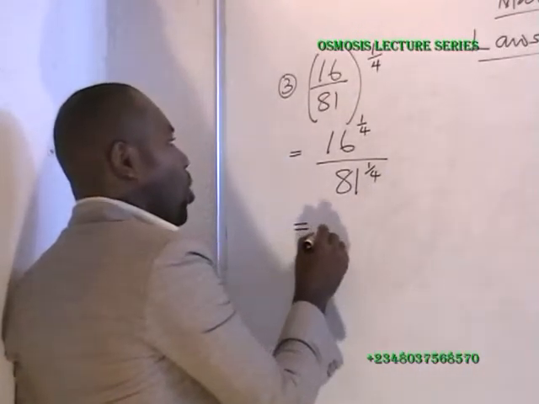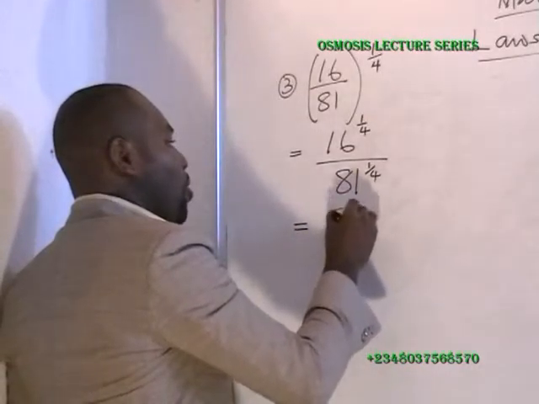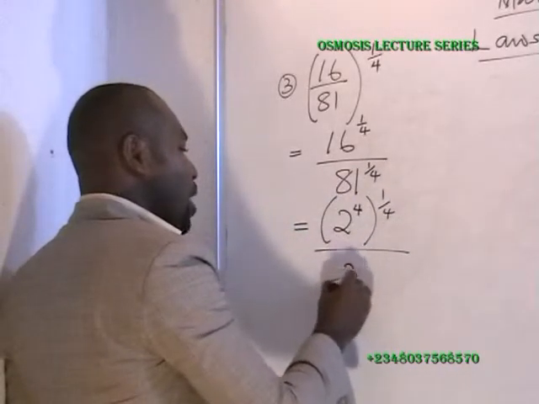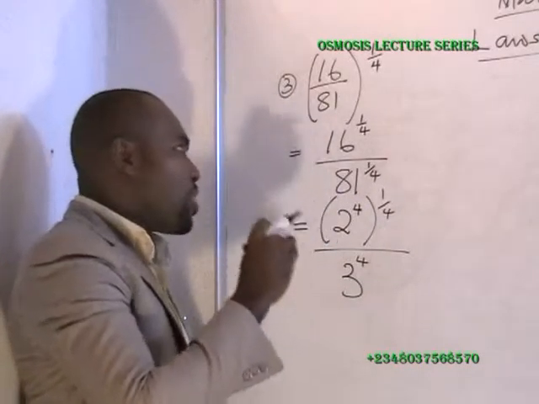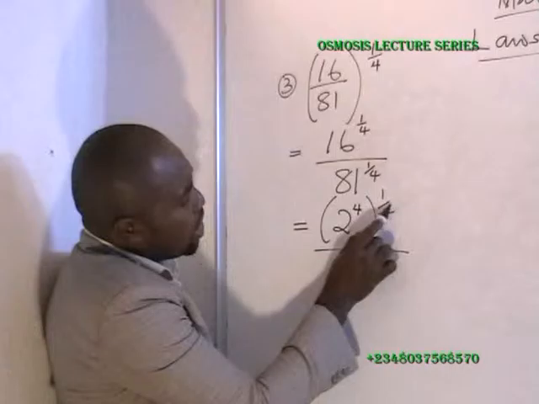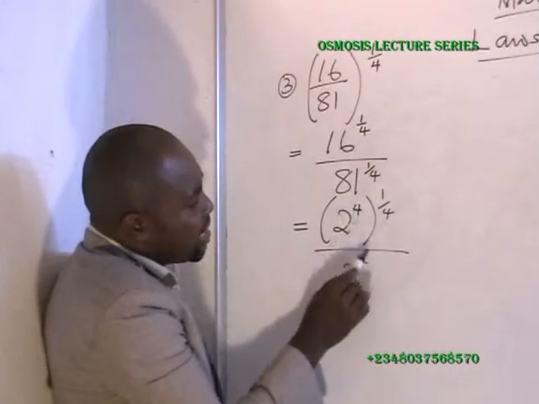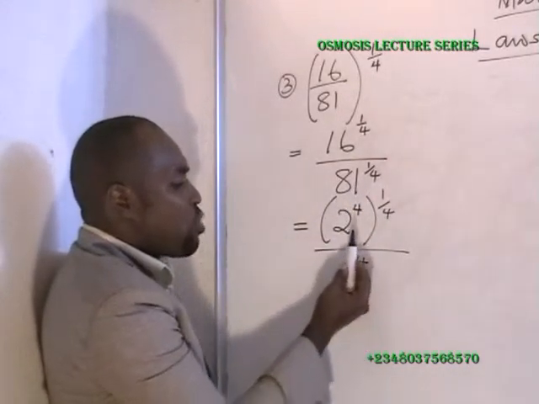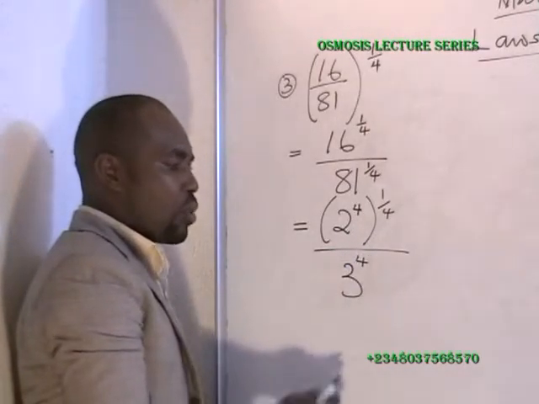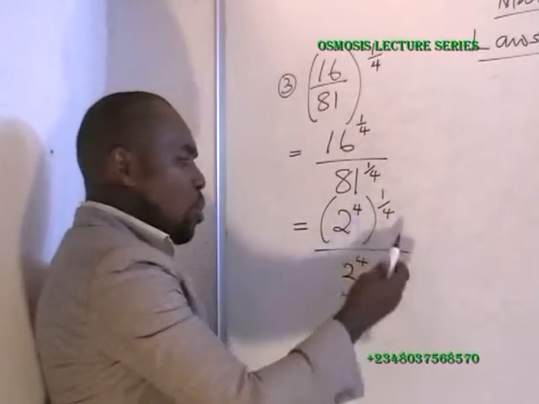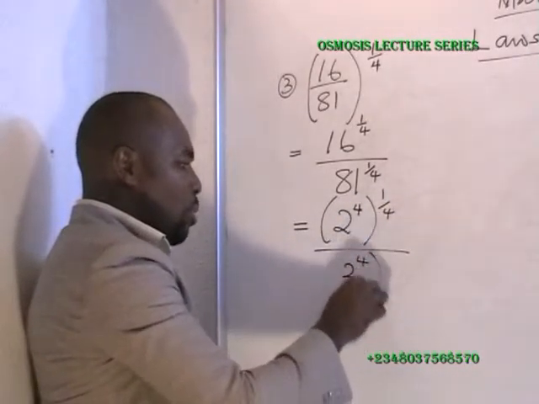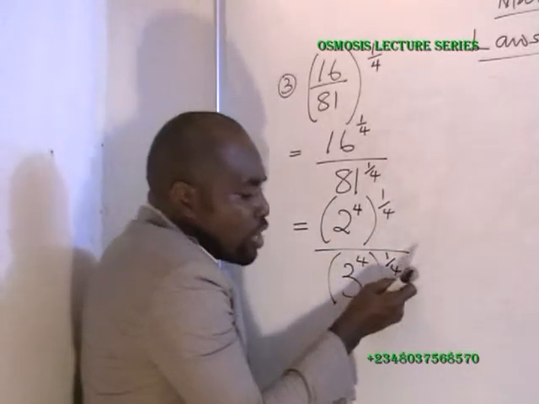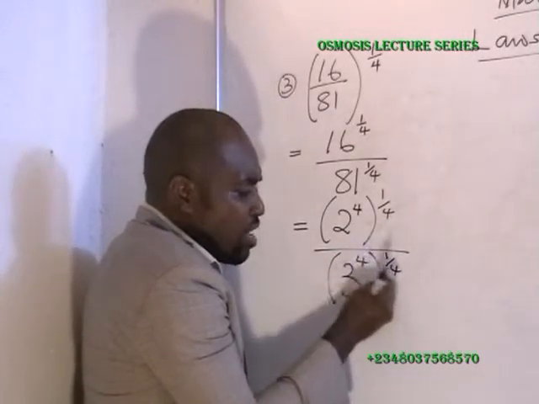If that is the case, this will be equal to 16 is the same thing as 2 raised to power 4, and this is raised to power 1 over 4, all over 81 is the same thing as 3 raised to power 4. Listen, what we are looking for is this: what do we raise to the power of the denominator of this index so that it will be easier for us to cancel out? Because we have 9 raised to power 2 to give us 81. If we say 9 raised to power 2 here, it makes no sense of the whole thing. It would make us go a longer way than we should have done here. So we are looking for what to raise to the power of the denominator of the index so that it will be easier for us to cancel out.